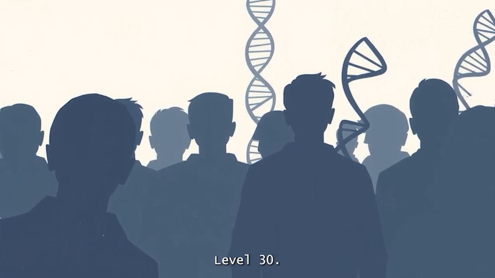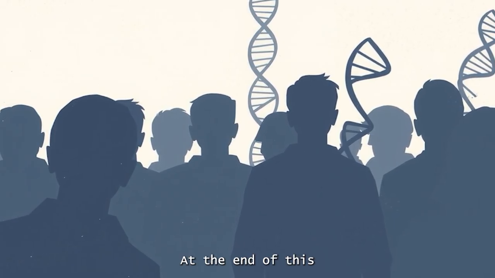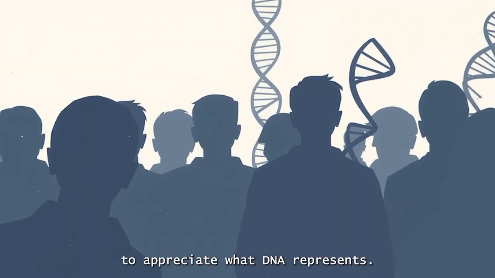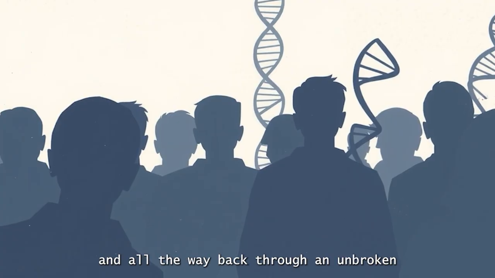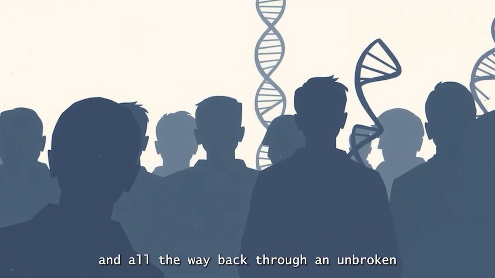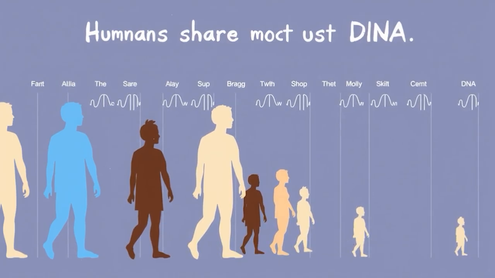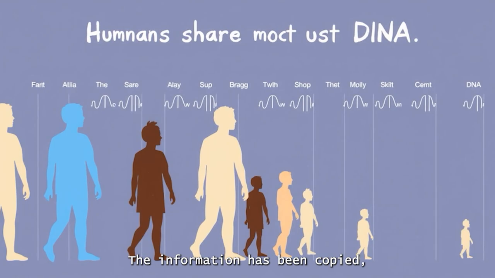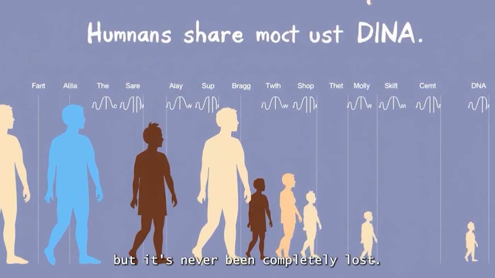Level 30. DNA is the continuity across generations. At the end of this first section, it's worth pausing to appreciate what DNA represents. It's the thread that connects you to your parents, your grandparents, and all the way back through an unbroken line of ancestors to the very first living organisms. Every organism that has ever lived has passed down DNA. The information has been copied, modified, recombined, but it's never been completely lost.